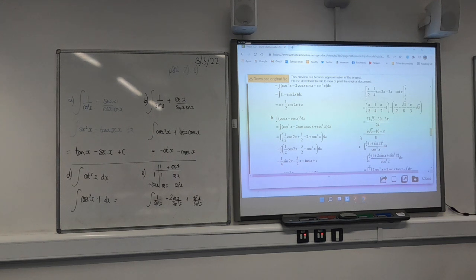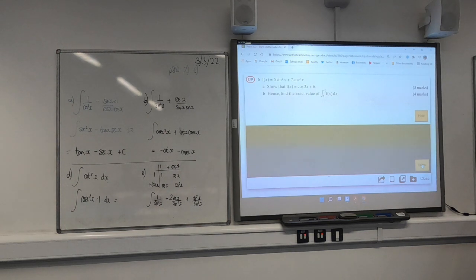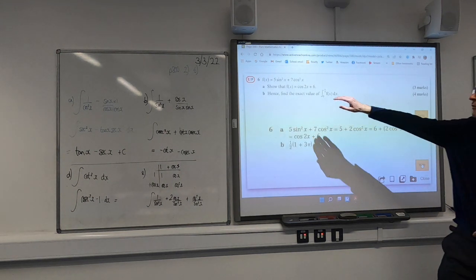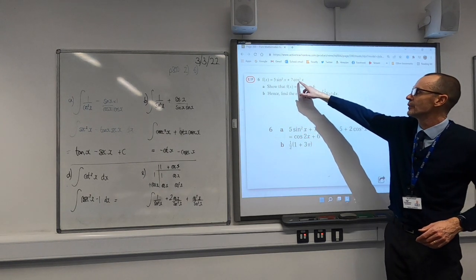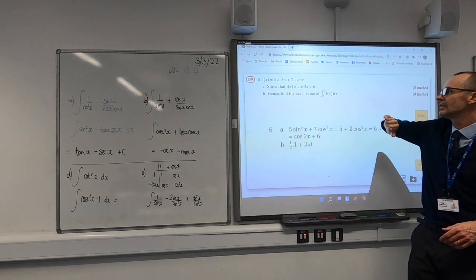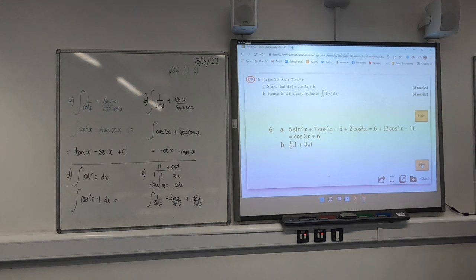I suspect we didn't get on to 6. I might start tomorrow with 6. What I would like to have a look at is, if you did 6, then show the answer. I did it differently to them. I wrote it as 5 sine squared plus 5 cos squared, which is 5, plus 2 cos squared x. And then I did the cos squared x replacement. I think I might start with that one tomorrow then.